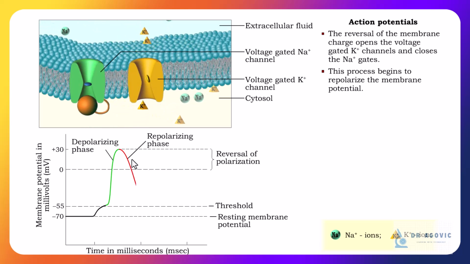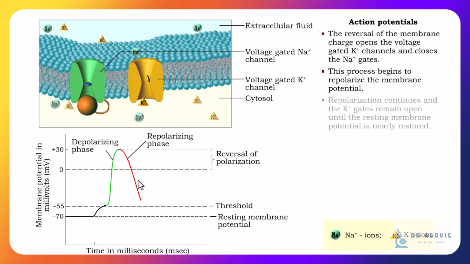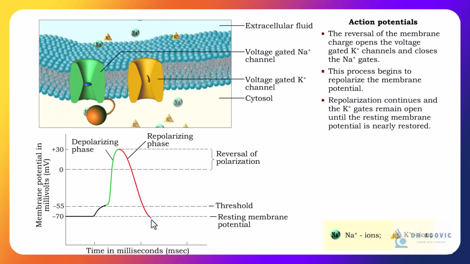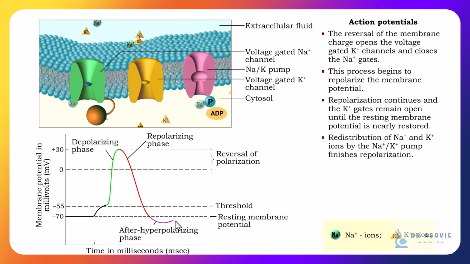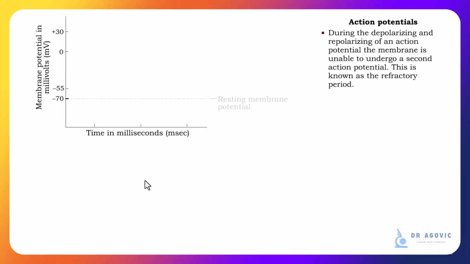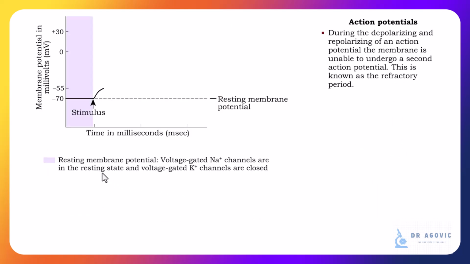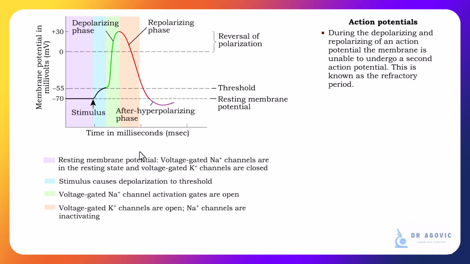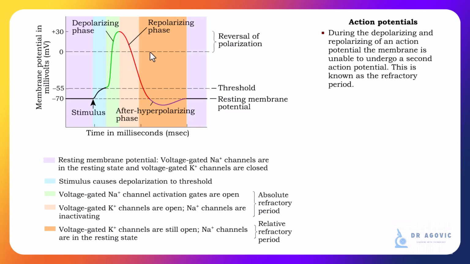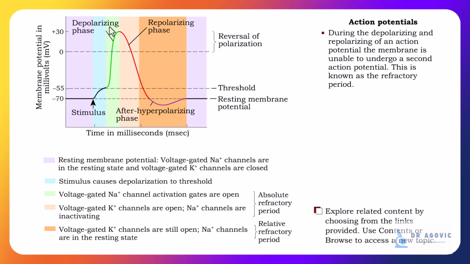The reversal of membrane charge begins the process of repolarization. Potassium channels come into play, allowing the potassium ions to flow out of the cytosol. Sodium gates close, repolarization continues, and the resting membrane potential is partially restored. Continuous redistribution of sodium and potassium ions by the sodium-potassium pump finishes repolarization and the restoration of the resting membrane potential. During the generation and conduction of an action potential, a refractory period exists. This means that the membrane cannot generate another action potential during this time.